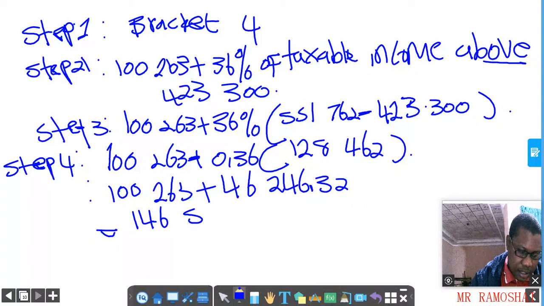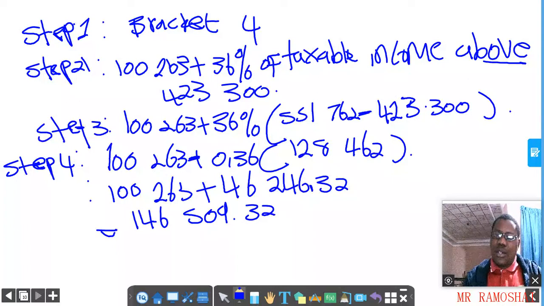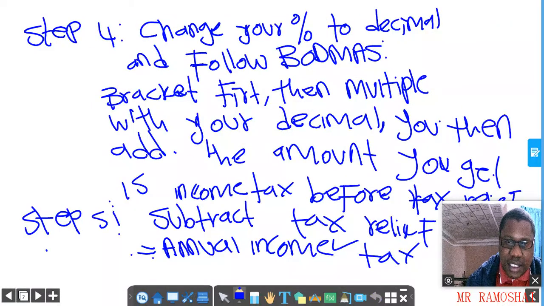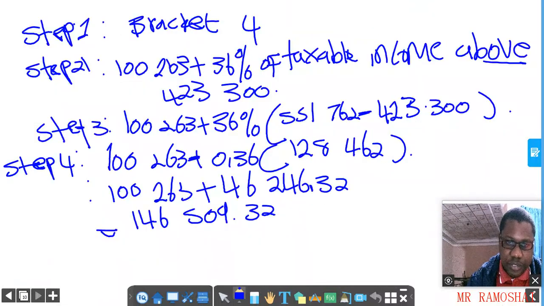146,509 rand 32 cent. The amount that we get, if you check our step number 4, it says the amount you get is income tax before reliefs. So it means this amount here is what?